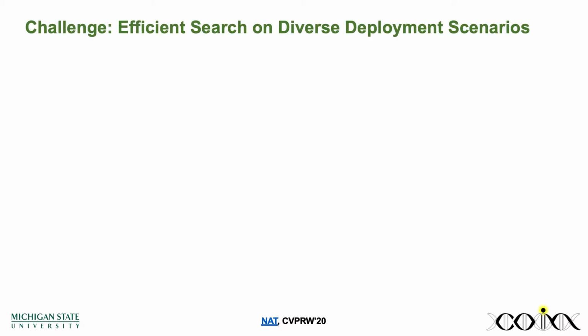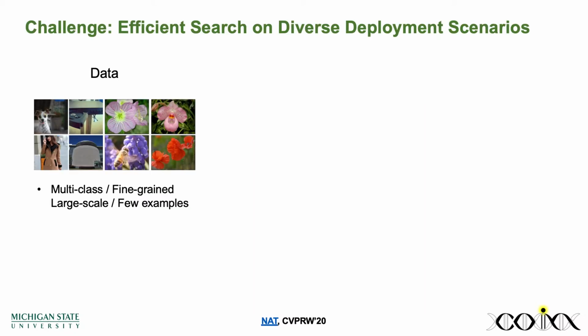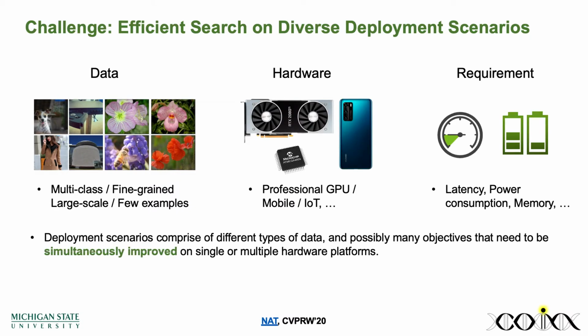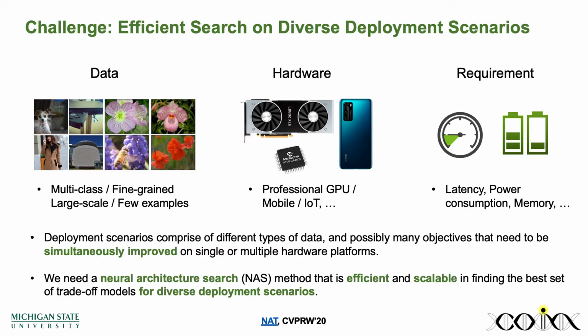In the meantime, real-world deployment requires these NAS algorithms to accommodate diversely different scenarios, including data, hardware, and resource-related requirements or objectives. And oftentimes, these different requirements or objectives need to be simultaneously satisfied or improved. To achieve this, we need a NAS method that is efficient and scalable in finding the best set of trade-off network models for these diverse deployment scenarios.